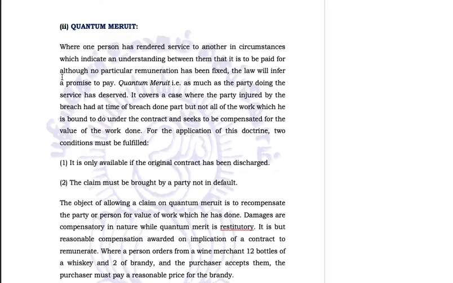Quantum meruit, where one person has rendered services to another in circumstances which indicate an understanding between them that they are to be paid for, although no particular remuneration has been fixed, the law will infer a promise to pay. Quantum meruit, that is, as much as the party doing the service has deserved. Quantum meruit is a Latin term which means whatever you have done, you shall be paid for it. It covers a case where the party injured by the breach had at the time of breach done part but not all the work which he is bound to do under the contract and seeks to be compensated for the value of work done.